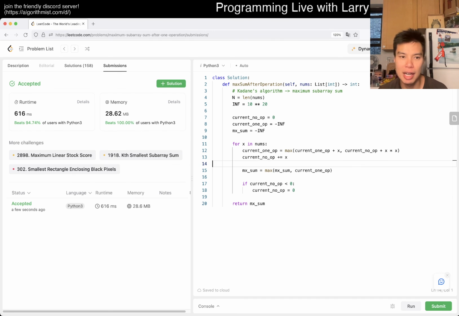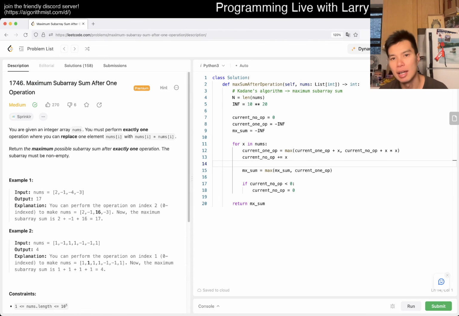This is linear time, constant space. But as I said, this is how you can convert Kadane's algorithm with exactly one operation, and that's how you kind of do it. I guess I also did the space optimization explicitly right here, but ahead of time. Let me know what you think. I think this is a pretty cute problem.